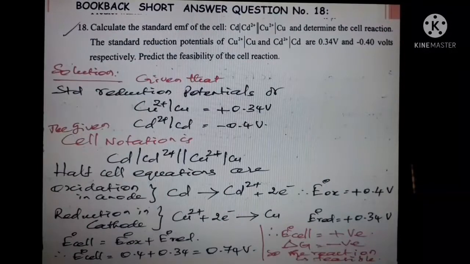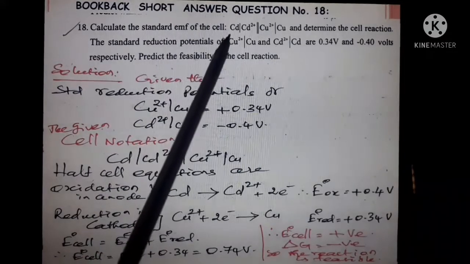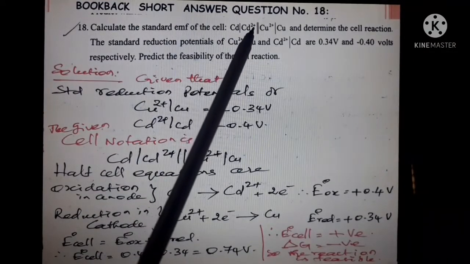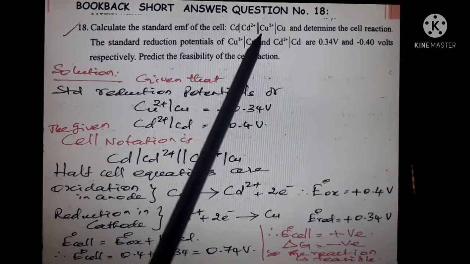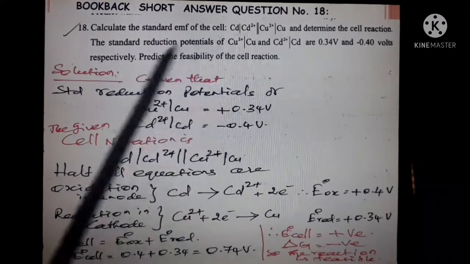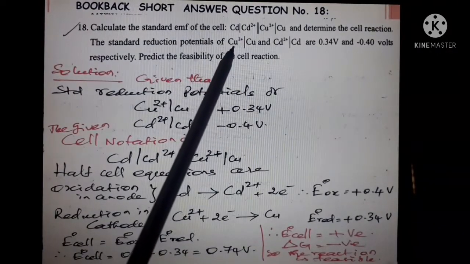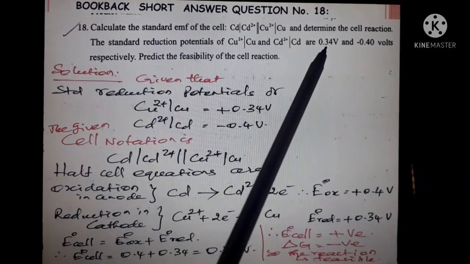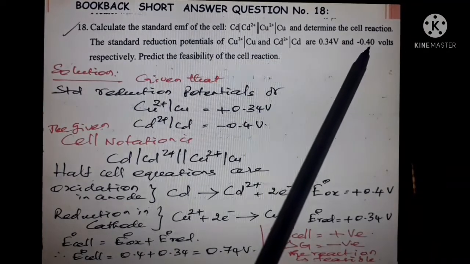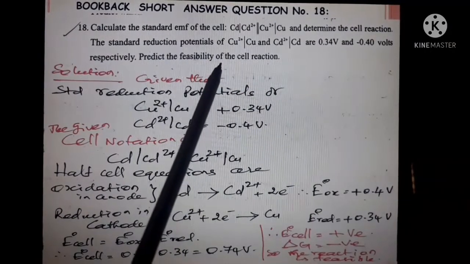Now we see the problems. Problem number 18. Calculate the standard EMF of the cell: cadmium, cadmium 2 plus, salt bridge, copper 2 plus, copper. Determine the cell reaction. The standard reduction potentials of copper 2 plus to copper metal and cadmium 2 plus to cadmium are 0.34 volt and minus 0.4 volt respectively. Predict the feasibility of the cell reaction. Feasibility of this cell reaction means whether it is possible or not.